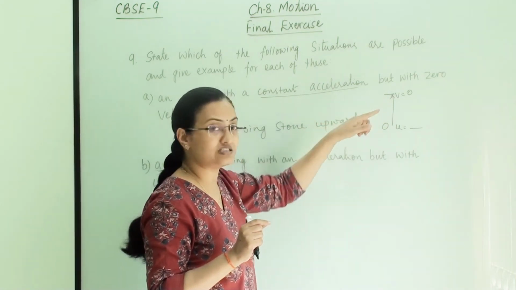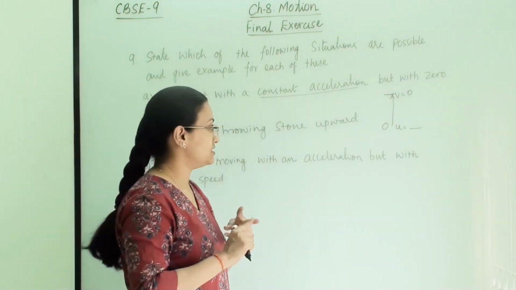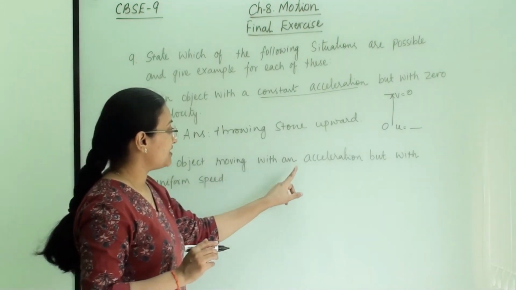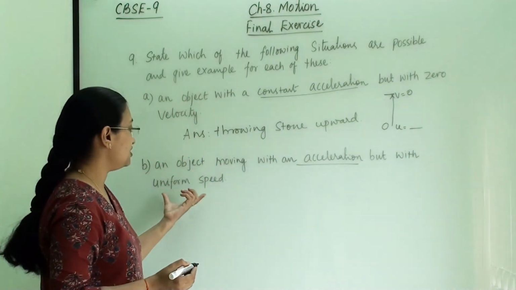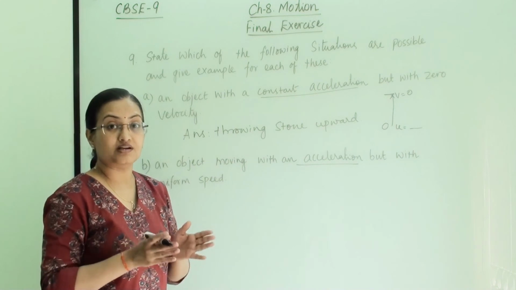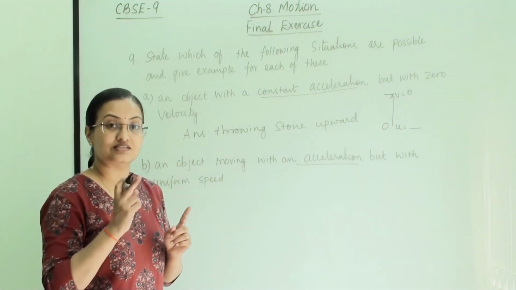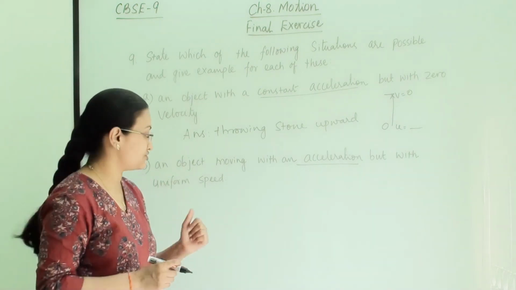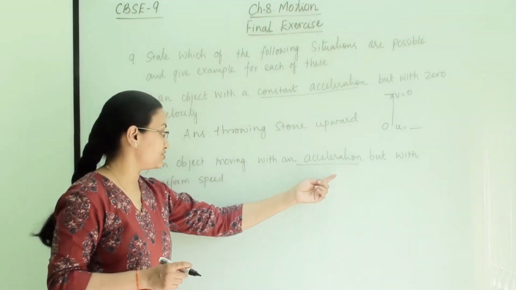So in this case it has an acceleration but its final velocity will be 0. Then second, an object moving with an acceleration but with uniform speed. Now what is the acceleration? Acceleration is the change of velocity, and it is along with the direction. So it has a uniform speed but it has acceleration also.